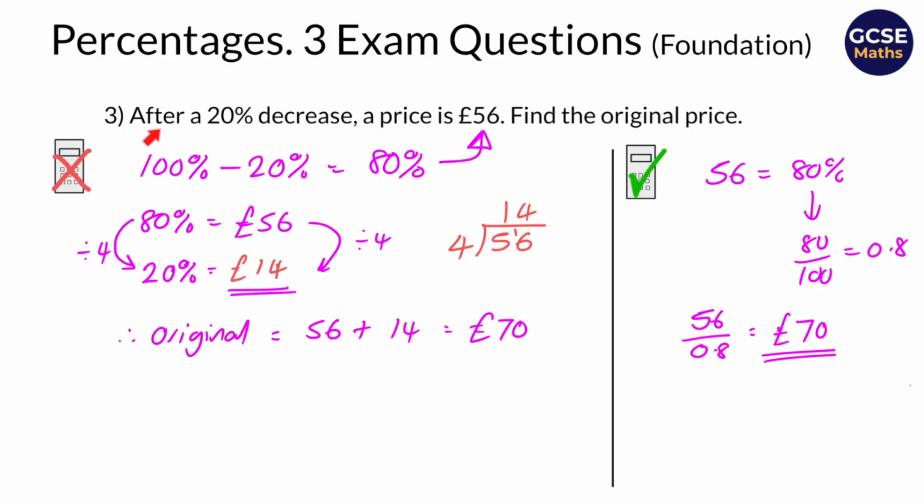Finally, this question is normally done badly. You need to just remember to make sure you work out what the quantity is really worth. If it's been decreased or increased, it is no longer 100%. In our case, it's 80%. If that was an increase, it would be more than 100%.